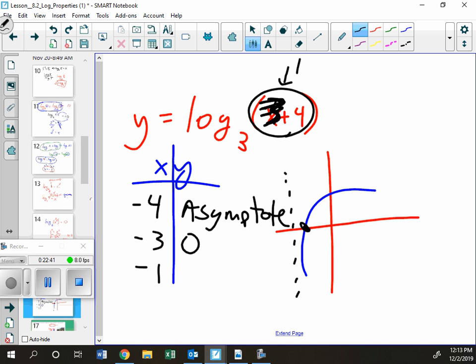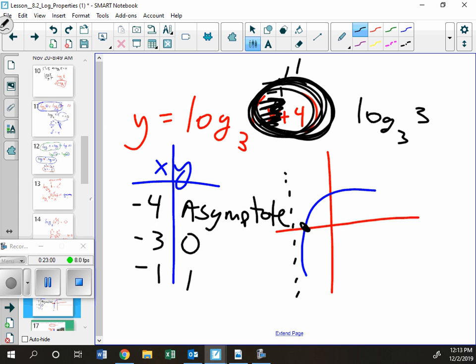-1 goes in here, and then I end up with what? What is this part, though? 4 plus the -1 makes 3, so that's log base 3 of 3, and you were correct when you said you got 1. So -1, 1 is apparently by that spot right there.